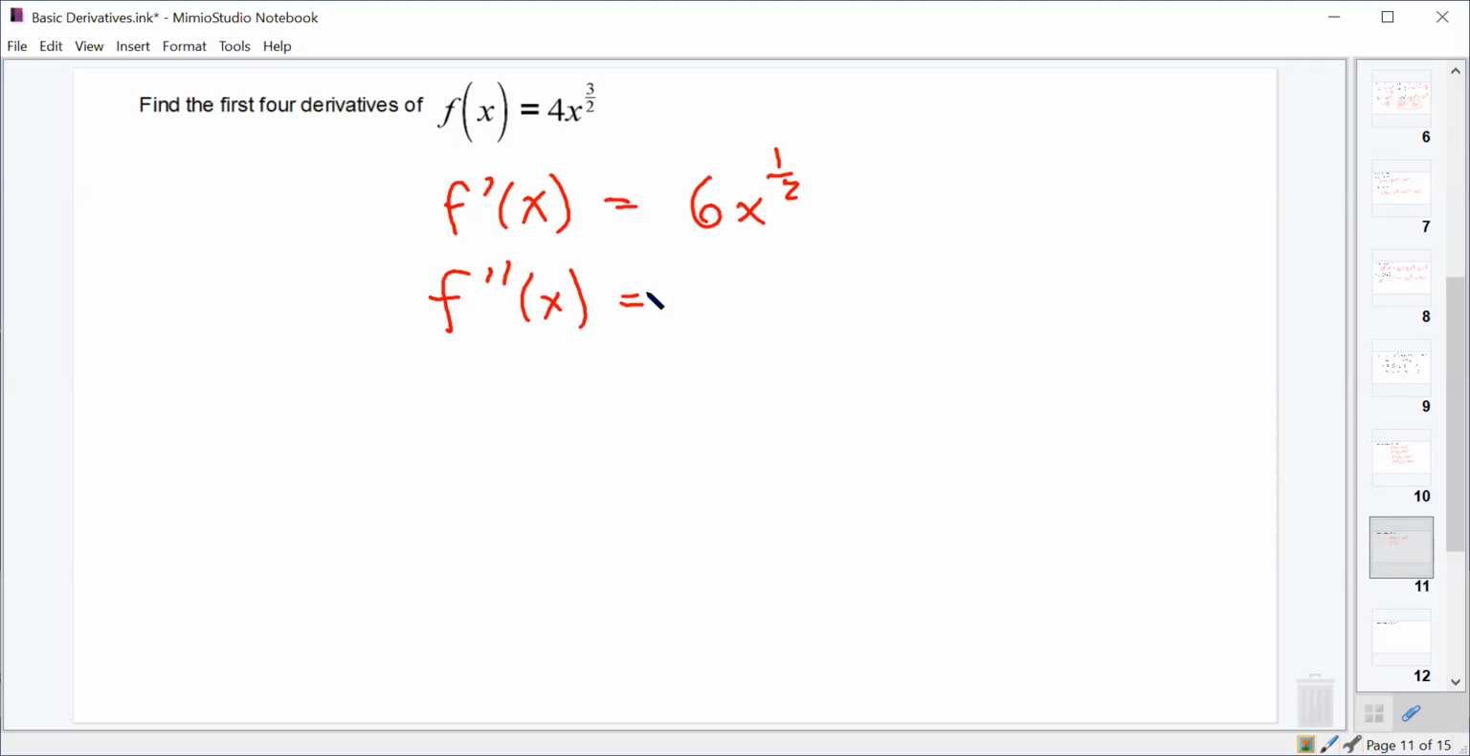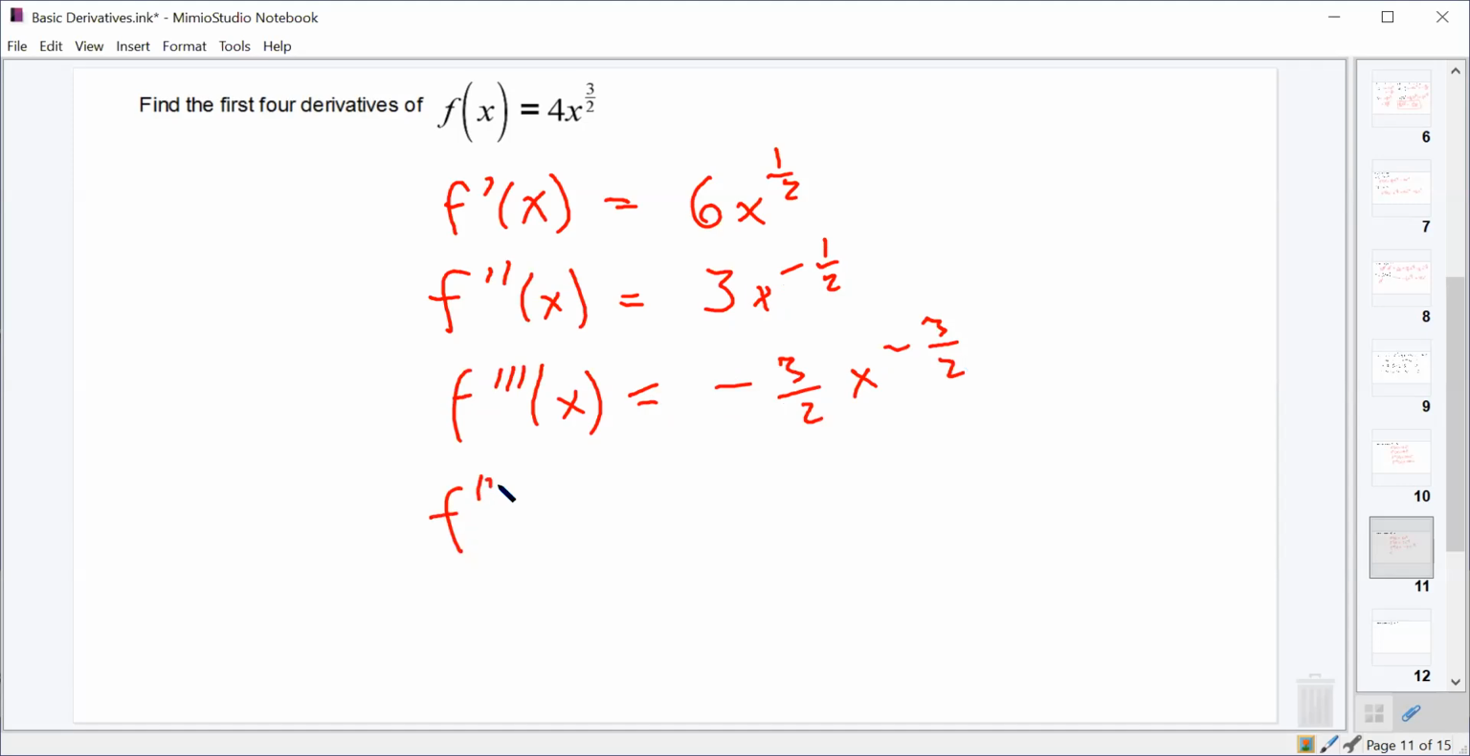What about f double prime of x? 3x to the negative 1/2. Good? Everybody good with that? Our third derivative should be -3/2 x to the -3/2 power. Good. And our fourth derivative should be what?